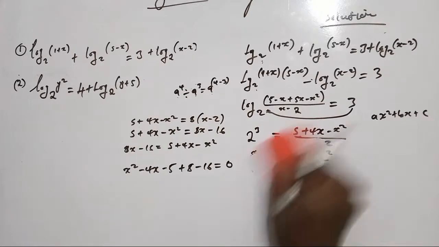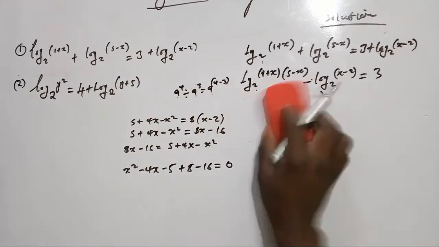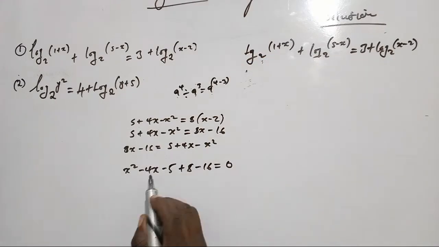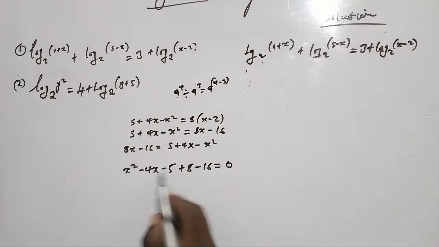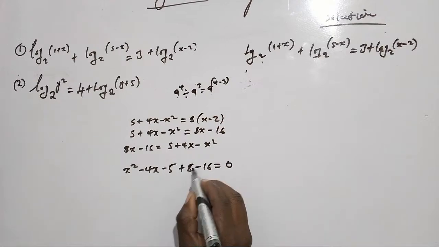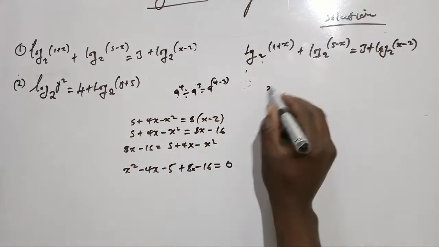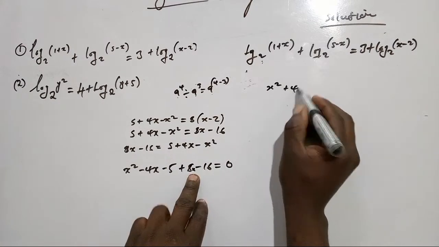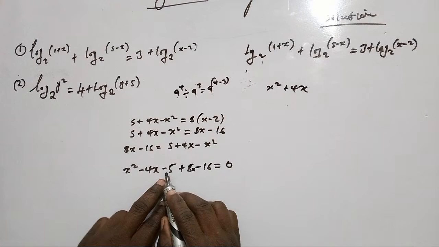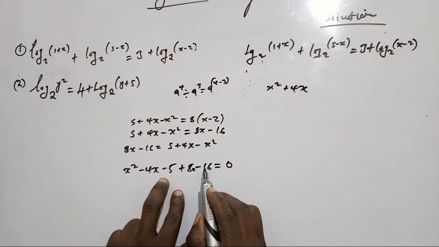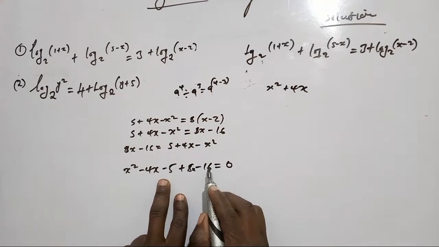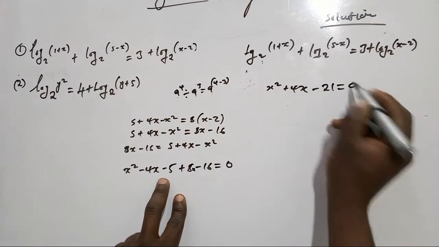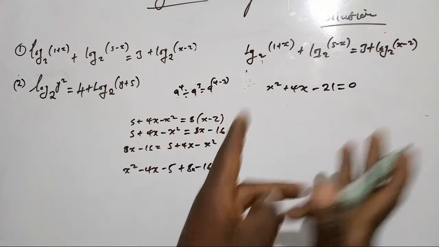Let's make a space here. So now here we're going to say minus 4 plus 8x. Here this is x, so we are going to have x², plus 4x, then minus 5 minus 16, you are going to have minus 21, which should equal 0. And this is a quadratic equation now.